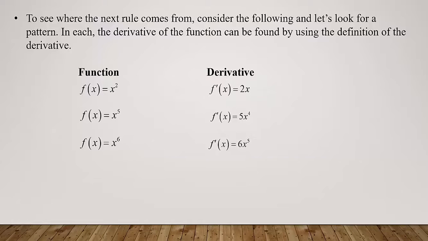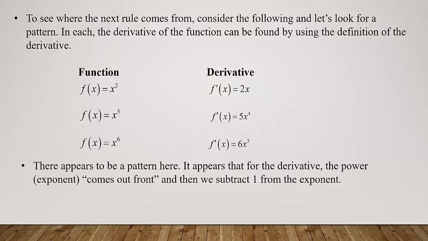Now, I don't know about you folks, but I'm detecting a pattern here for the function and what its derivative is. The pattern I seem to be detecting is that to get the derivative, the power or the exponent comes out front, and then we subtract 1 from the exponent. Look at x to the 6th. The derivative is 6x to the fifth. It looks like the exponent of 6 came out front, and then we subtracted 1 from the exponent. That's also true for the function x to the fifth.